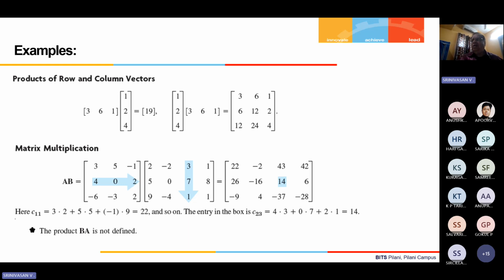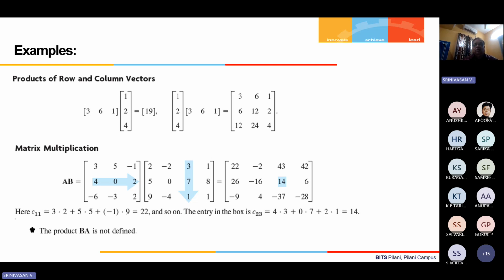What is 1 by 1? It is one row, 1 column. That is a single element matrix. Don't simply put 19, but put 19 within brackets. That is, it is a matrix, but with only 1 element. Because why? How did you get this? You just check 3 into 1 plus 6 into 2 plus 1 into 4. That is 3 plus 12, 15 plus 4, 19. So it is also a matrix. How many rows are there? 1 row. How many columns are there? Only 1. So it is a single element matrix.